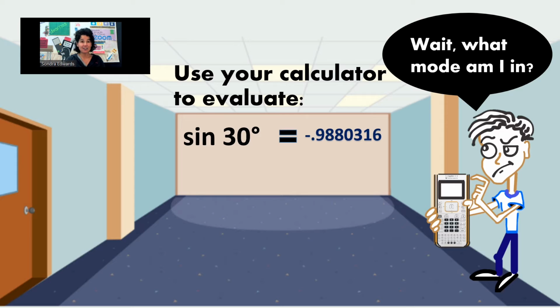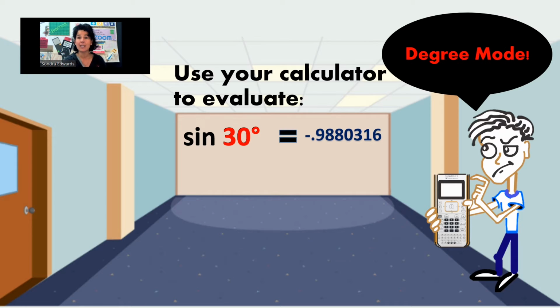What you need to ask yourself is, what mode are you in? You should be in degree mode. Notice the sine of 30 degrees. We see degrees there. So if you grab your calculator and make sure you're in degree mode and type in the sine of 30, you are going to end up getting instead the correct answer, which is 0.5.